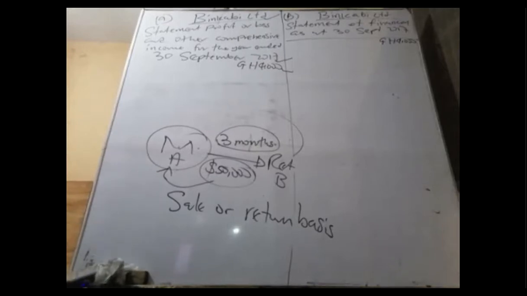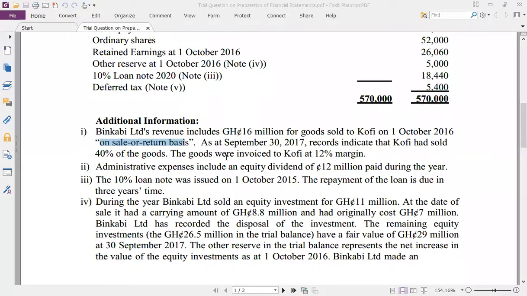So basically, now let's see something in this question. As of September 2017, records indicate that Kofi had sold 40% of the goods. The goods were invoiced to Kofi at 12% margin. Here, the assumption is that we have dispatched goods to Kofi, 60 million, and if Kofi is able to sell 40%, then the remaining 60% is not a sale. Kofi has not made a sale yet, because Kofi is our agent or the main distributor. So therefore, the 60% of this should be reversed.